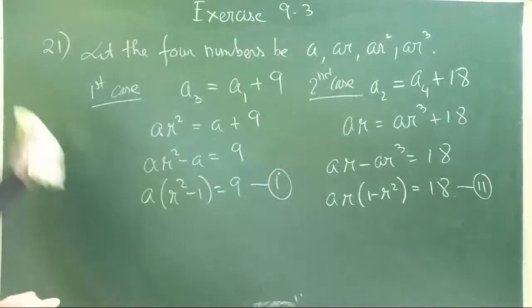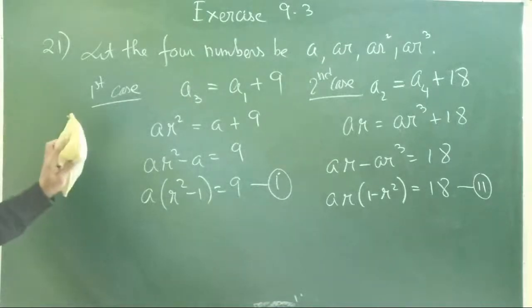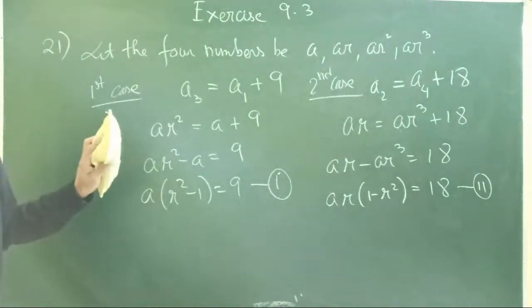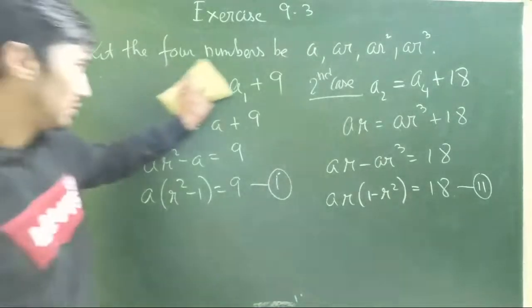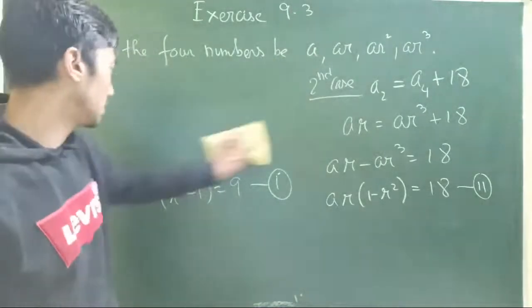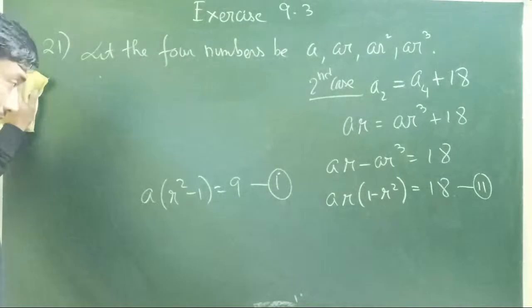Chalo. Now the question is find four numbers. That means we have to find the first term and the common ratio, definitely. So I think this I will rub off. Now what can we do? How can we find out the values of a and r? Think. Chalo.